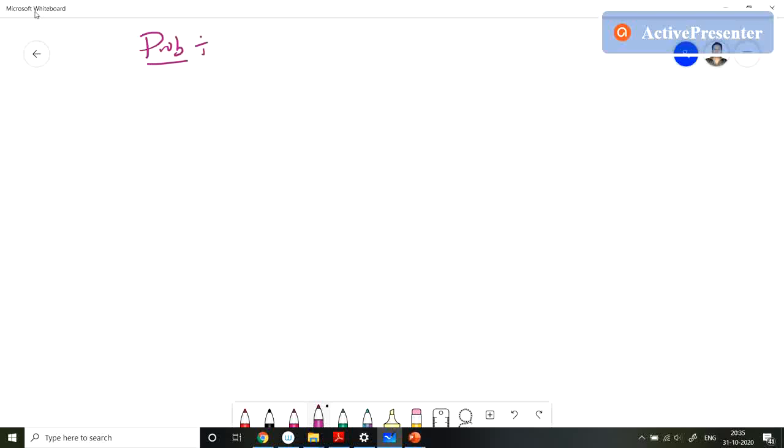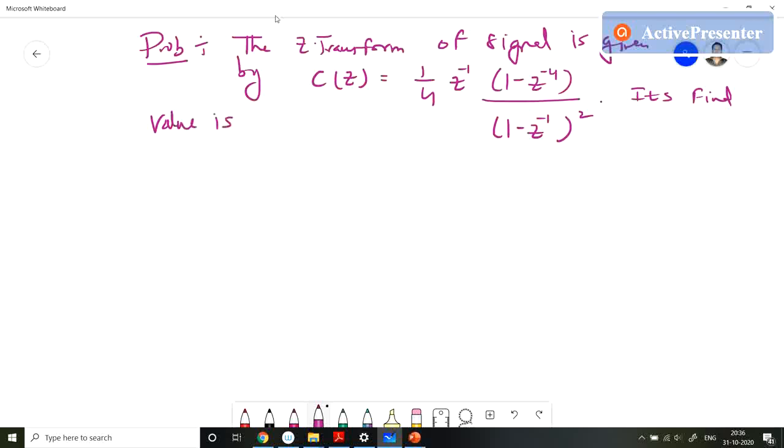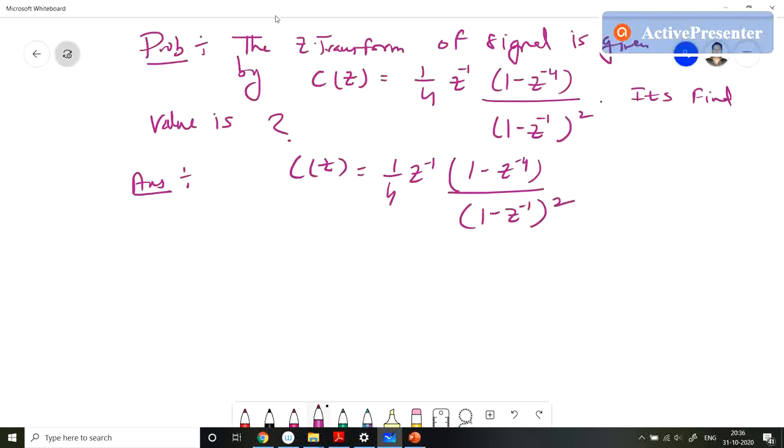The problem is: the Z transform of a signal is given by C(z) equals 1 divided by 4 z raised to the power minus 1, times 1 minus z raised to the power minus 4, divided by 1 minus z raised to the power minus 1, whole squared. We need to find the final value of this signal.